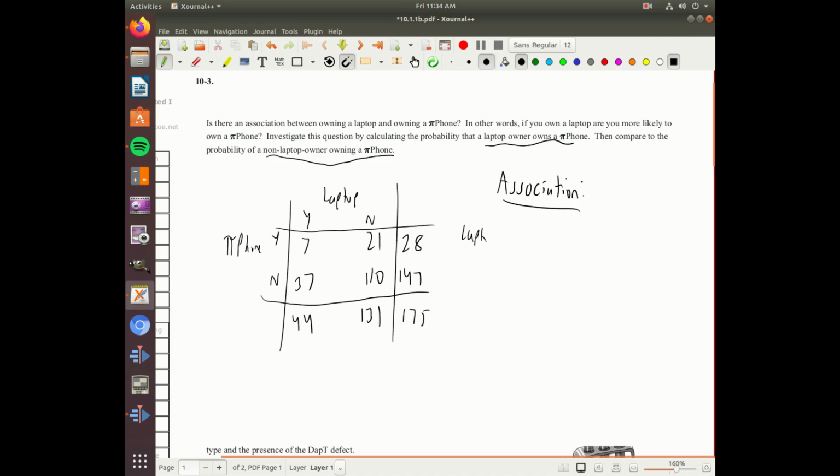So, hey, all laptop owners, do you have an iPhone? And again, I only care about laptop owners. I don't care about the non-laptop owners. I don't care about the totals. These are the only people I'm interested in. And 7 out of 44 have an iPhone. So I would say that's 15.9%.